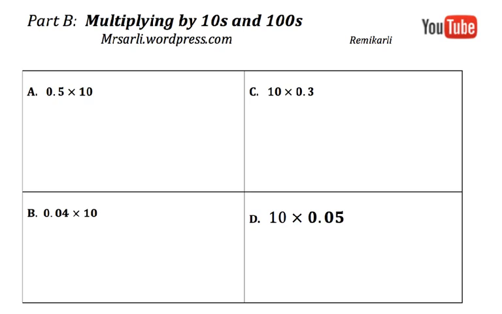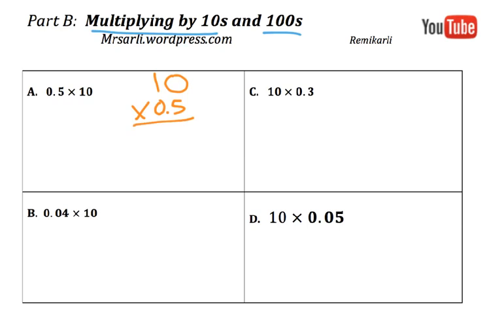But anyway, part B of our packet on multiplying decimals is focusing on multiplying by tens and by hundreds, and the cool thing about multiplying decimals by tens or hundreds is it actually just moves the decimal place over. And that makes doing these problems incredibly quick and easy. So, for example, if I have 5/10 times 10, you could do it this way.